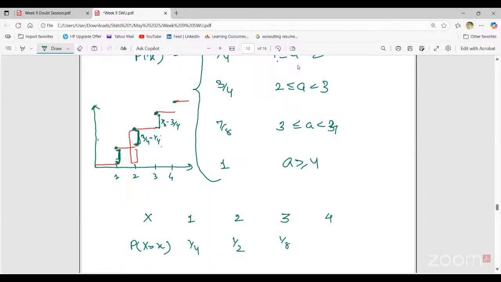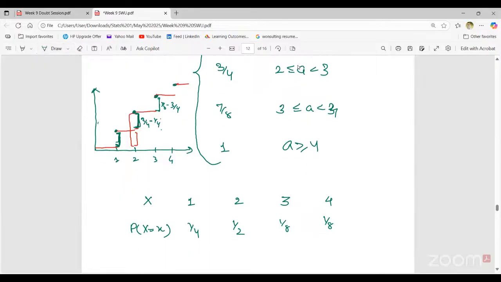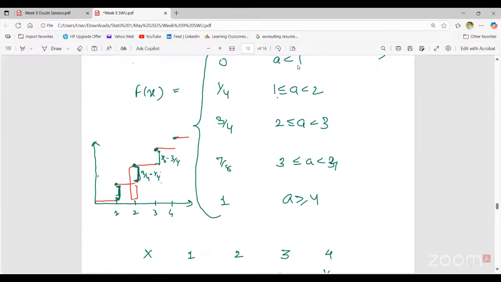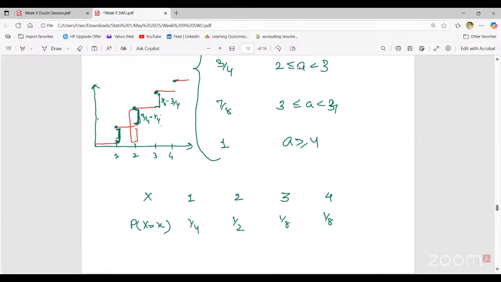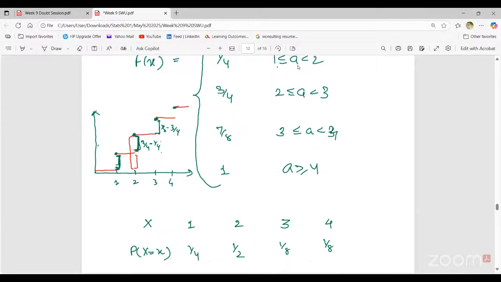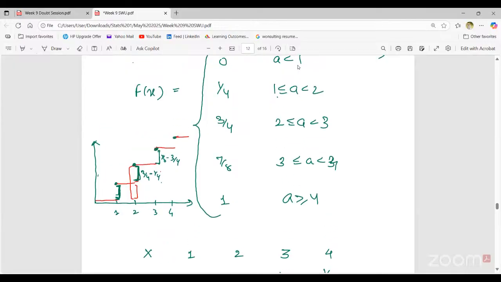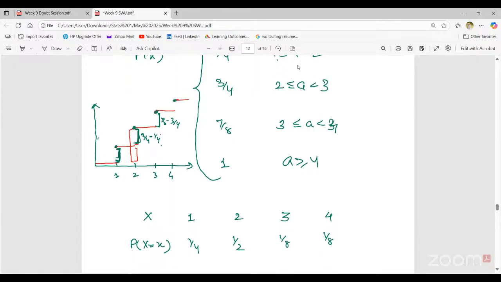And what is the value of 4? 1 minus 7 by 8. So this will be 1 by 8. So now you get the whole point. If I have got this PMF, I can write the value of CDF, just by adding the values. And if I got the CDF, how can I find out the value of PMF? Just subtract it. So for 1, it will be 1 by 4 minus 0. At 2, it will be 3 by 4 minus 1 by 4. At 3, it will be 7 by 8 minus 3 by 4. At 4, it will be 1 minus 7 by 8. You got the point?